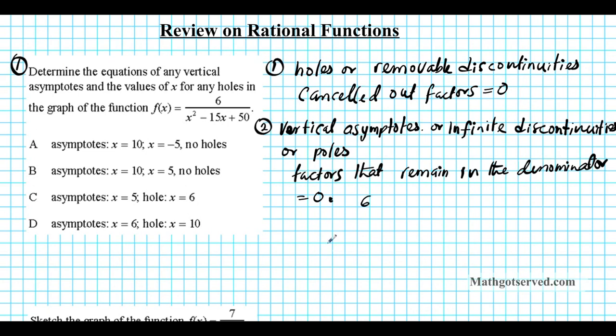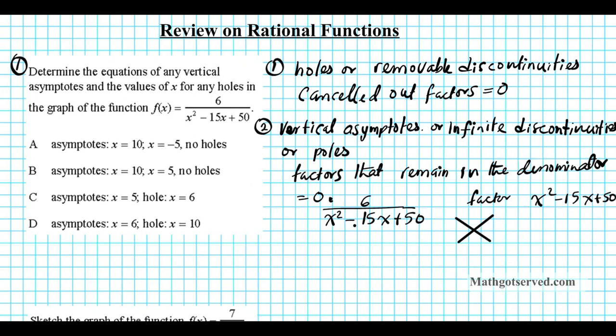We have 6 divided by x squared minus 15x plus 50. Now let's factor the denominator. So factor x squared minus 15x plus 50. Okay? You can use the X game to factor this. You can also use a factoring shortcut, but I'm going to do it the long way.